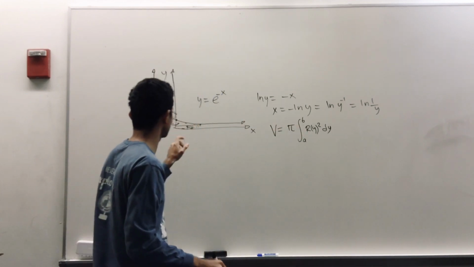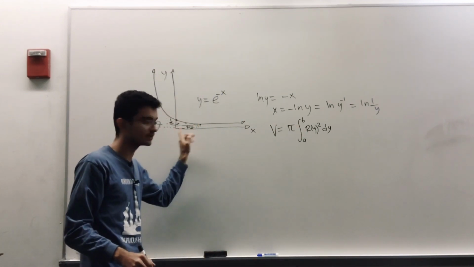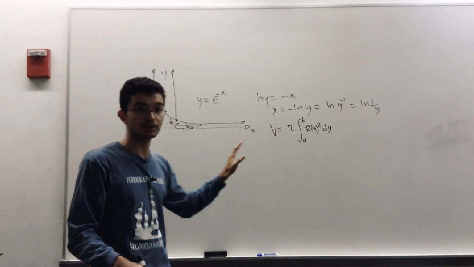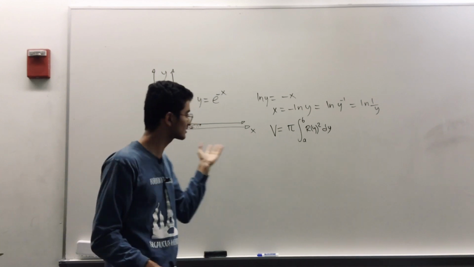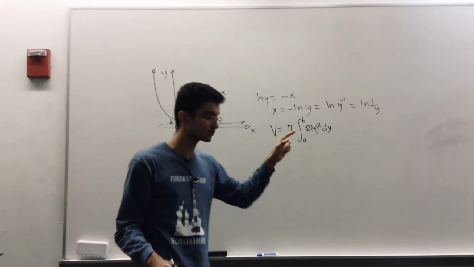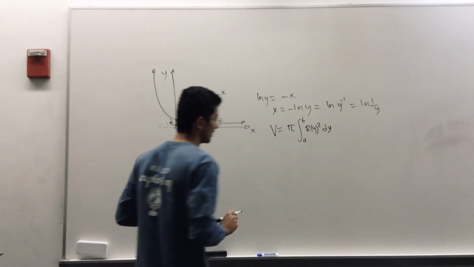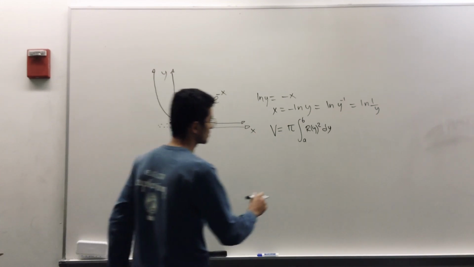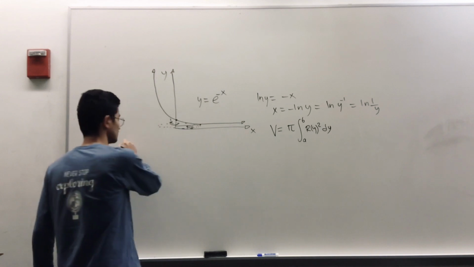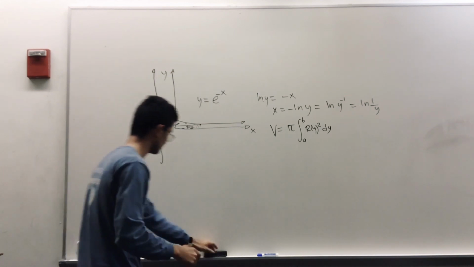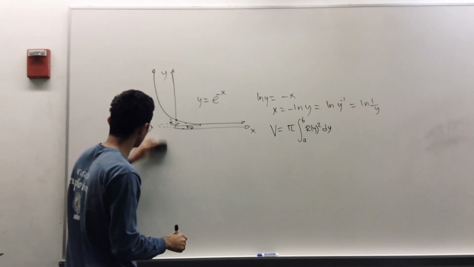Now, here is the catch. At 0, the curve is not bounded. So we have to take the limit of this function as it goes to 0. So the lower limit has to be defined outside of the integral. So we're going to say the volume is equal to pi times the integral, but of course we're going to evaluate it as a limit.